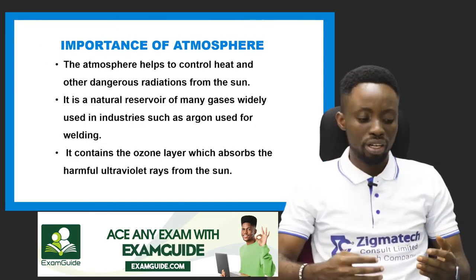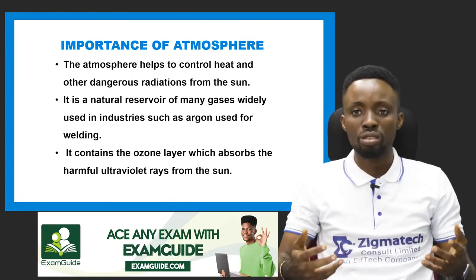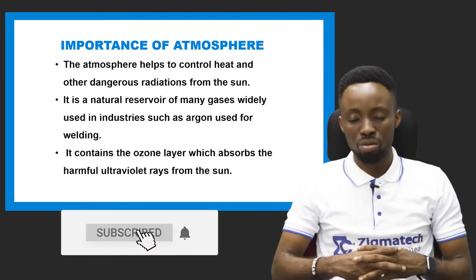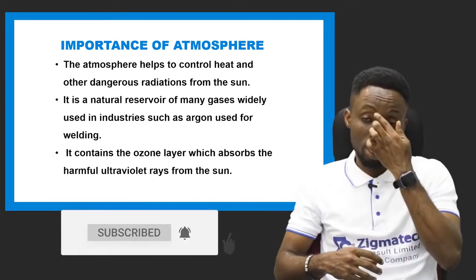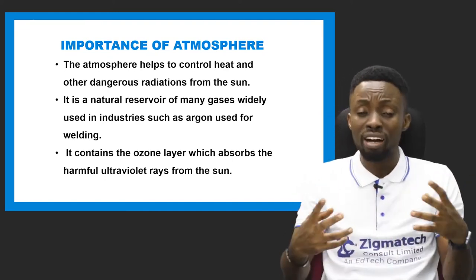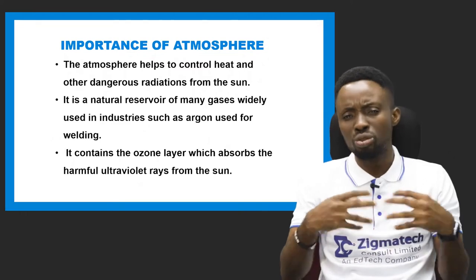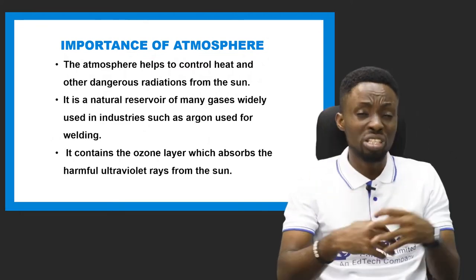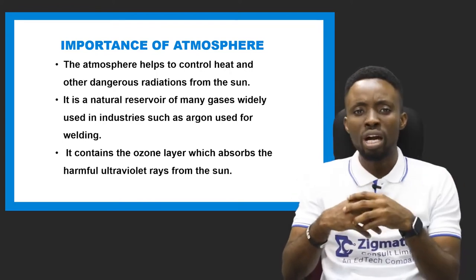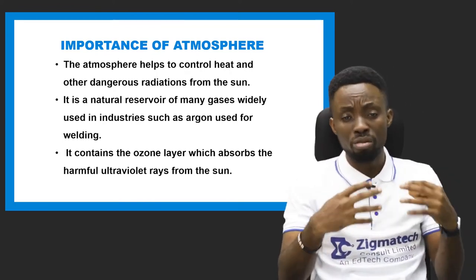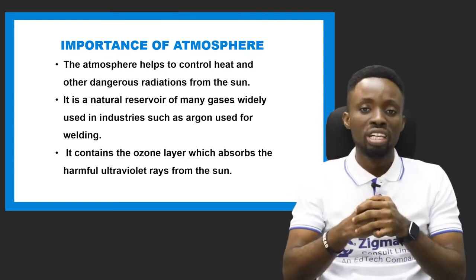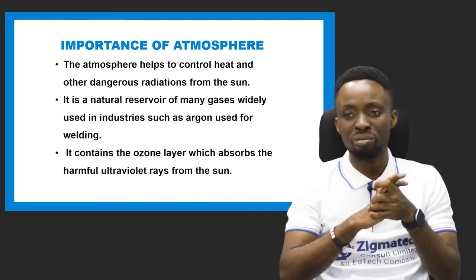Now, let's look at the relevance. Why is the atmosphere important? What is the usefulness of the atmosphere? Now, the atmosphere actually helps to control heat and other radiations from the sun. Like I told you, if you get to the stratosphere, where you have the ozone layer, you discover that this ozone layer actually filters out about 90% of harmful radiation coming from the sun. So if the atmosphere is not there, we are going to suffer a tremendous heat effect from the sun.